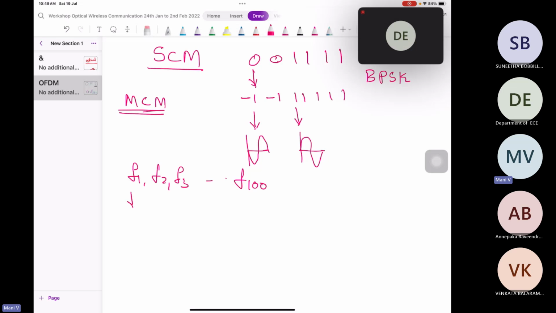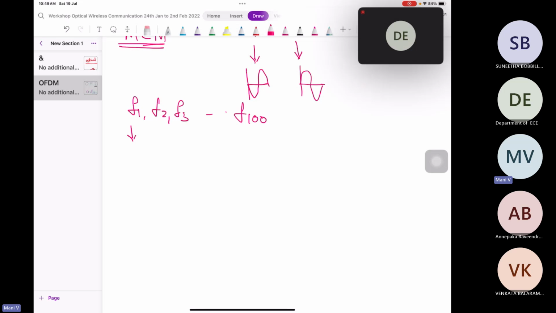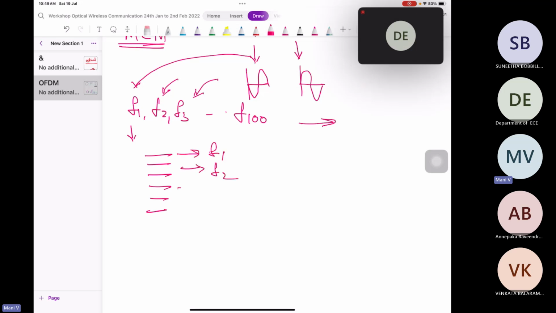Onto these carriers, we modulate each user's data. We modulate the first user's data onto F1, the second user's data onto F2, the third user's data onto F3. That is one way of communication, and then we multiplex all of them into one single carrier communication. That is one method. The other one is, we take the set of data and multiply each data with one carrier frequency, F1, F2 and so on, up to F100. Each one is identified with a different carrier frequency and they are orthogonal to one another.